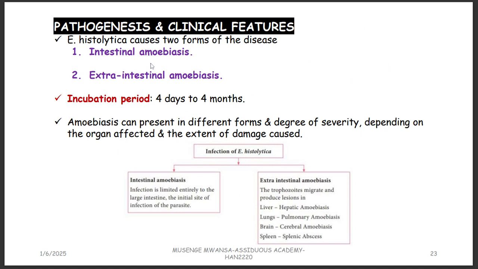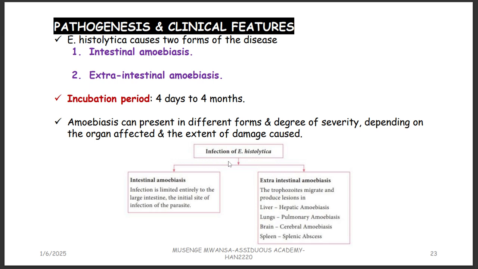So the pathogenesis: how do these guys cause infection and what are the clinical features? The diseases caused by Entamoeba histolytica are intestinal amoebiasis and extraintestinal amoebiasis. The incubation period is 4 days to 4 months. The incubation period is the period between infection and the start of developing clinical features. So you can get this guy, have no symptoms for up to 4 months, and then after that, the disease can develop. Please take note, 4 days to 4 months. Amoebiasis can present in different forms and with different degrees of severity.